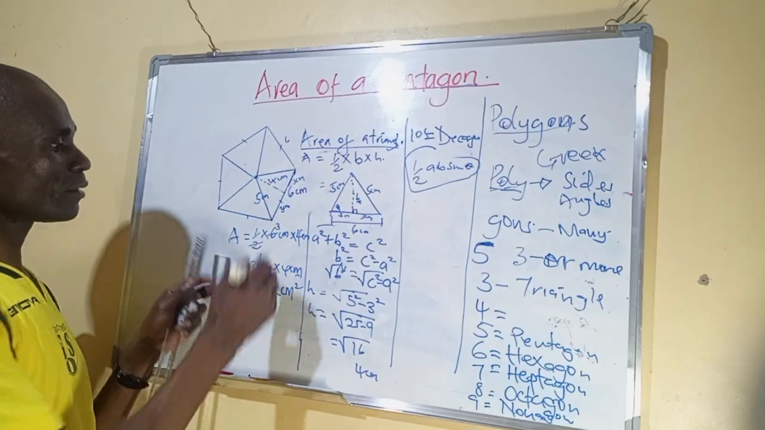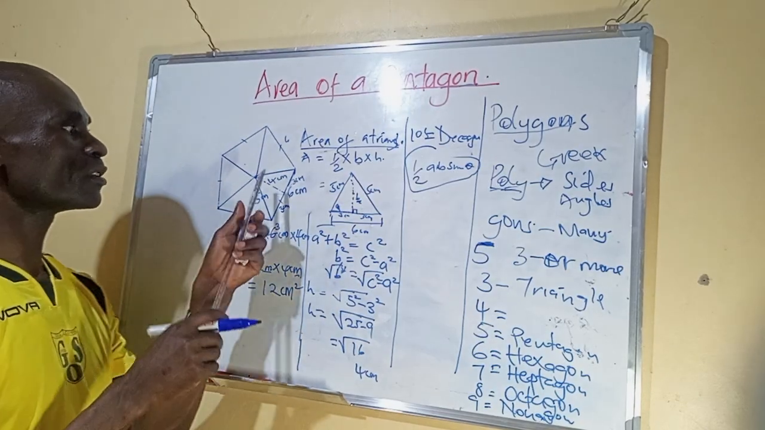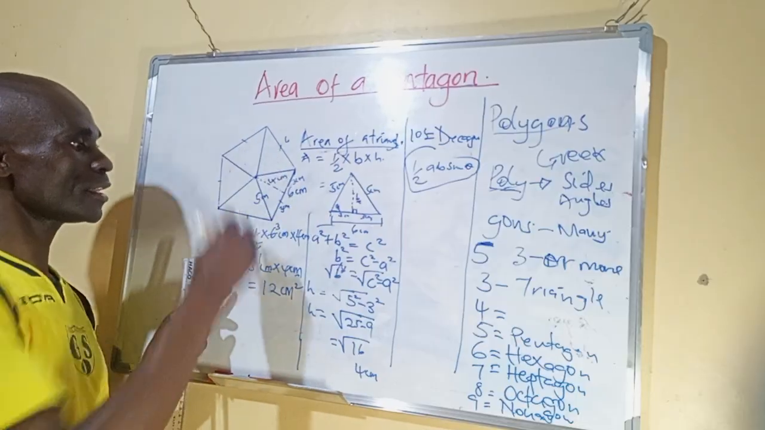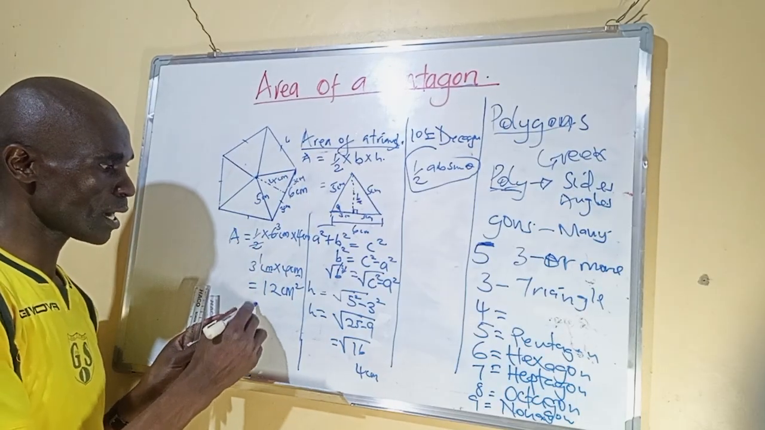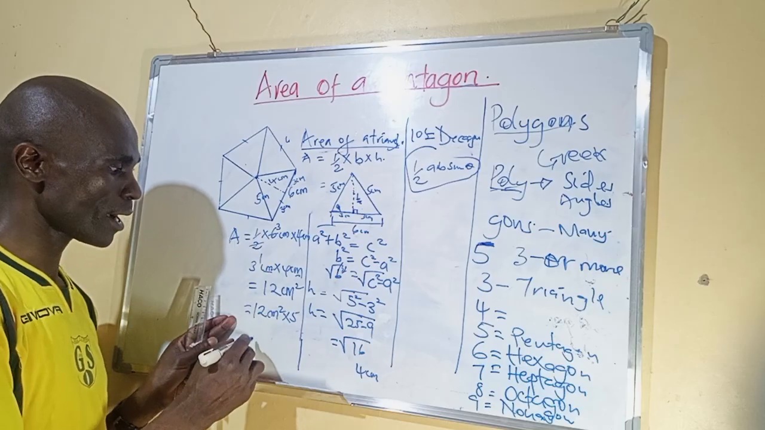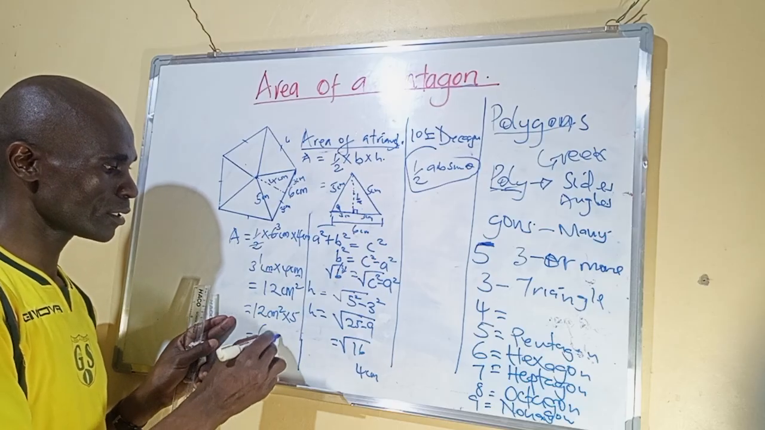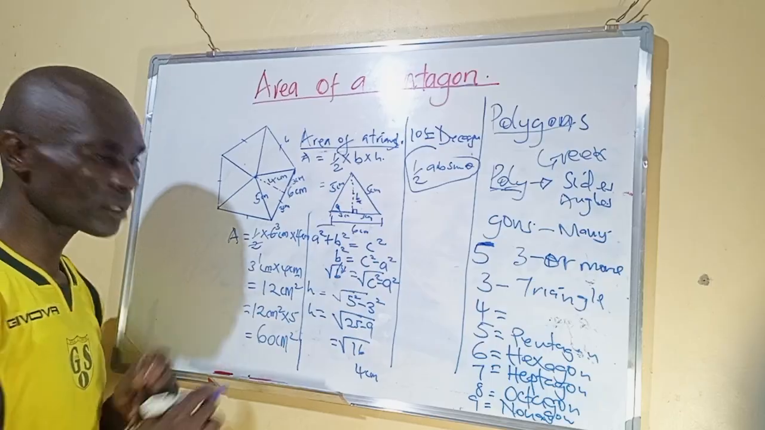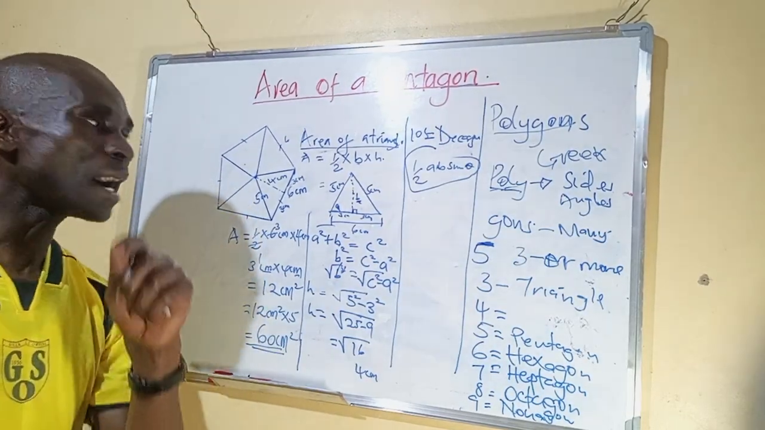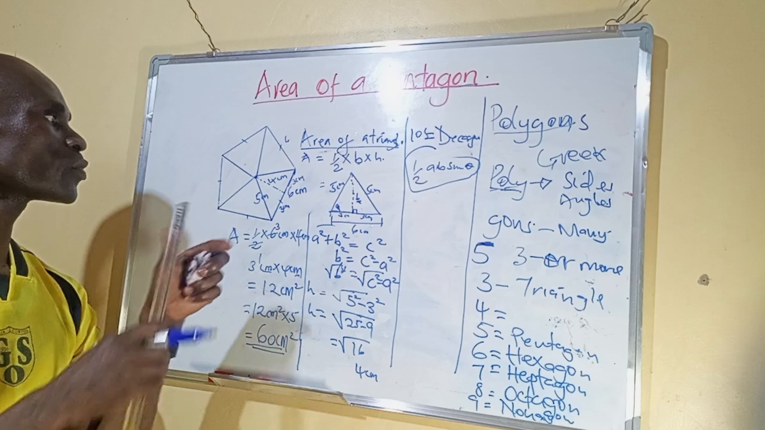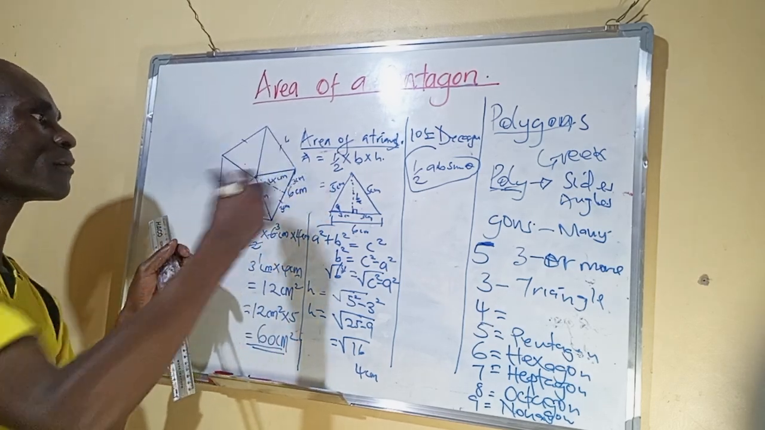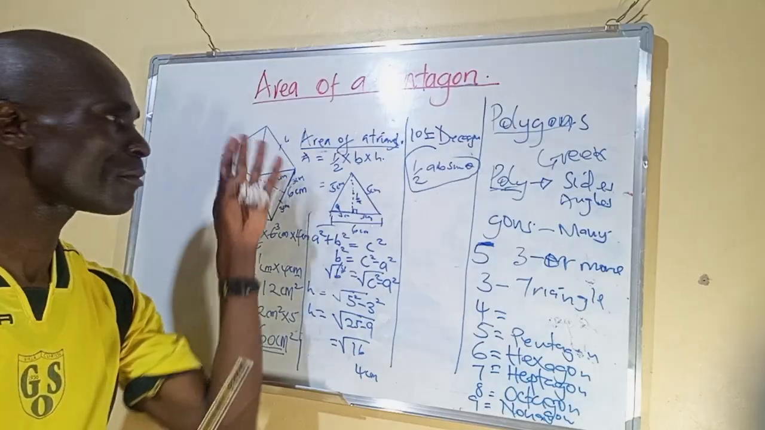Now remember, this is the area of this very particular triangle. And how many are they? There are 5. So we shall simply have 12 square centimeters multiplied by 5. This will give us 60 square centimeters. So this now qualifies to be termed as the area of this polygon, because we have taken the area of this triangle and multiplied it 5 times, because there are 5.